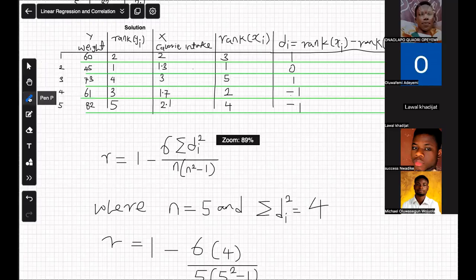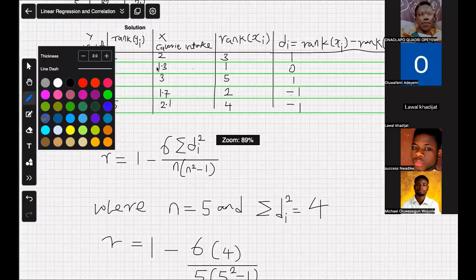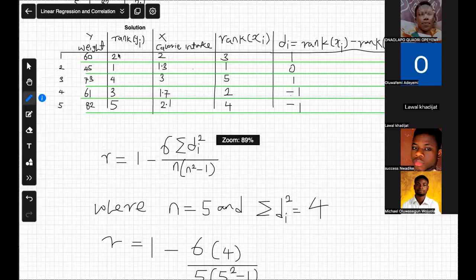Codry, I couldn't get your question very well because of the internet, but if I understand what you are saying, we are not doing it randomly. Permit me to make a mark on what we are doing. This is rank of xi minus rank of yi. So we did 3 minus 2 here. What's the rank of xi? 3 for the first number. And what's the rank of yi? 2. So we did 3 minus 2.